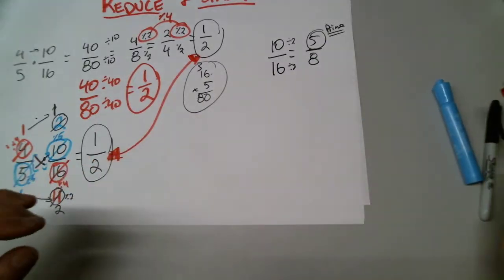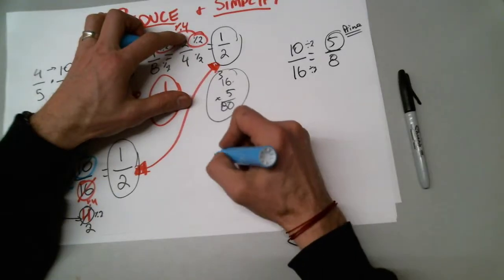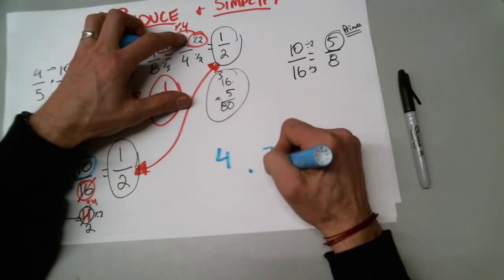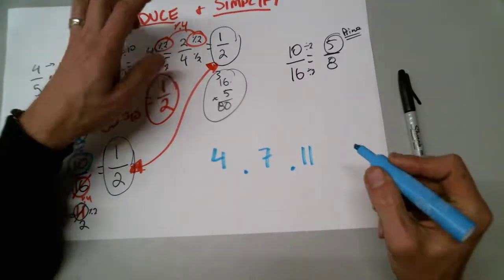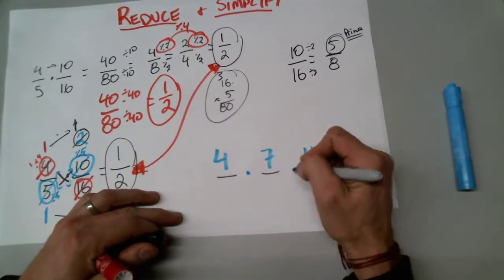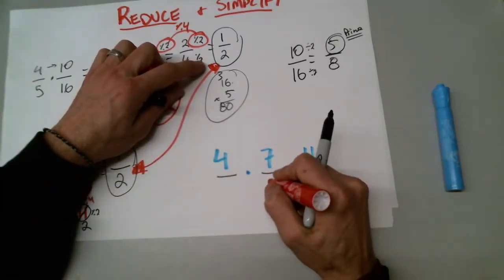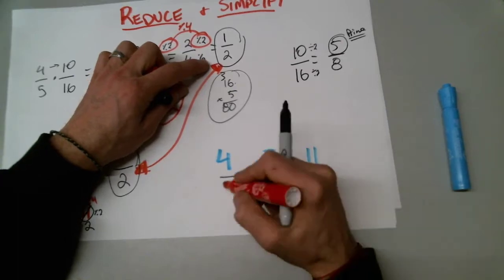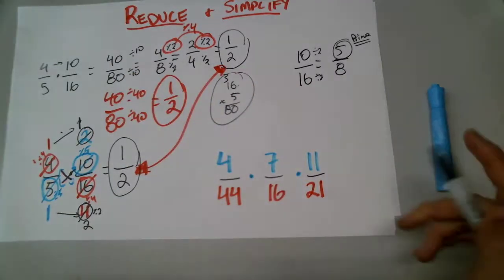So let's look at another one. I'll write down a question here. I'm going to put all the numerators, which is the top numbers, in blue. So let's go 4 times 7. Oh, and just for kicks, let's make it another one. Times 11. Now for my denominators, we'll do these ones in red. So we're going to go 16, 21, and 44. This is kind of a typical problem that you'll see.